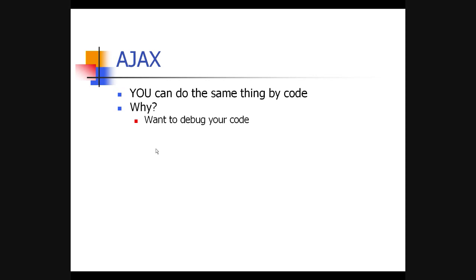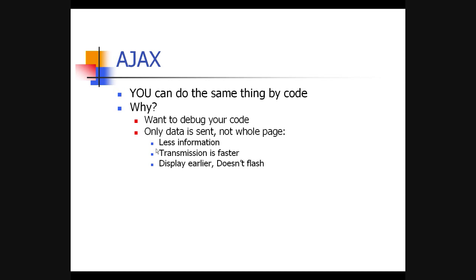Now, there are many other reasons why you would want to use Ajax. One of the reasons is that in Ajax only the data is sent, not the whole page, which means that there is less information coming back and forth, which means that the transmission is faster, that the next page of your website is going to display earlier, and it won't flash because you don't have the whole page to reload with all the image and all that, just the content of the table in that example or anything else that you want to display.